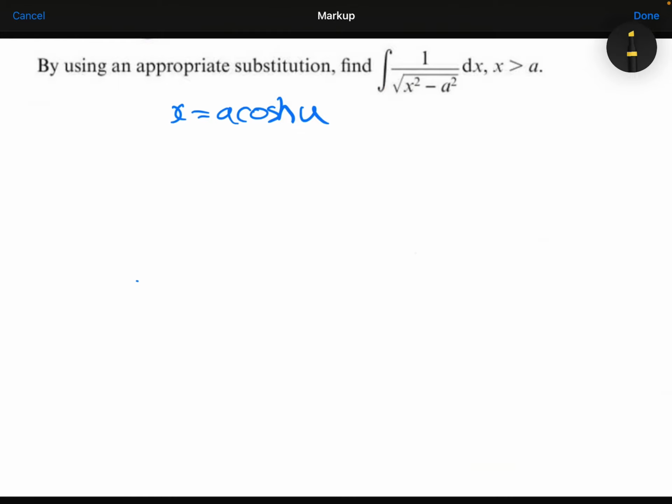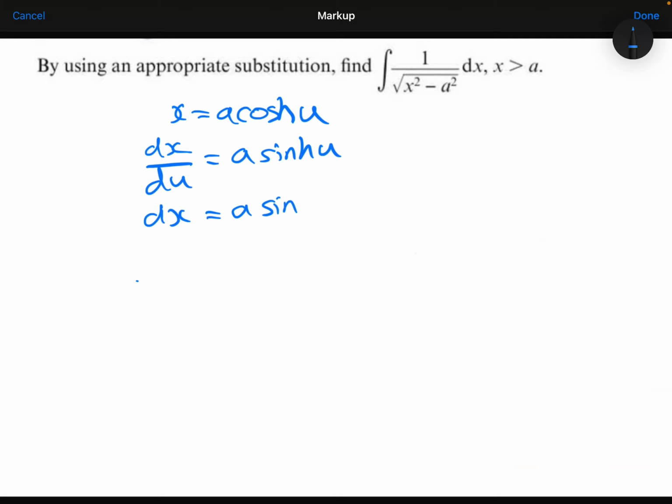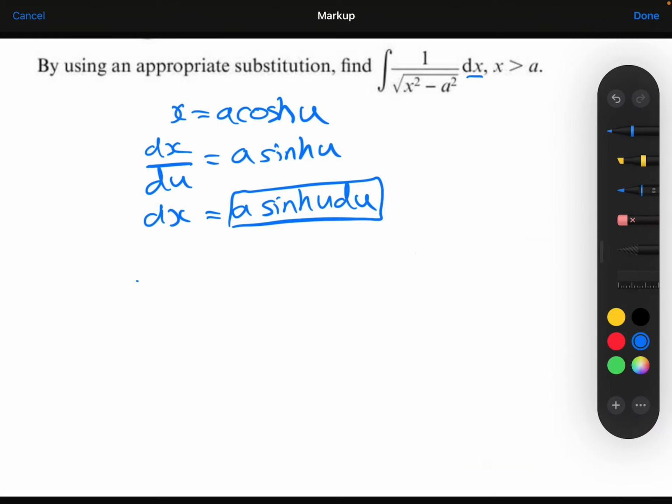So we all know that when we do integration by substitution, we first have to do a little bit of differentiation. So I'm going to differentiate both sides with respect to u. Cosh differentiates to be sinh. So dx will get replaced with a sinh u du. Dx here gets replaced with this. Right, let's do some substitution.